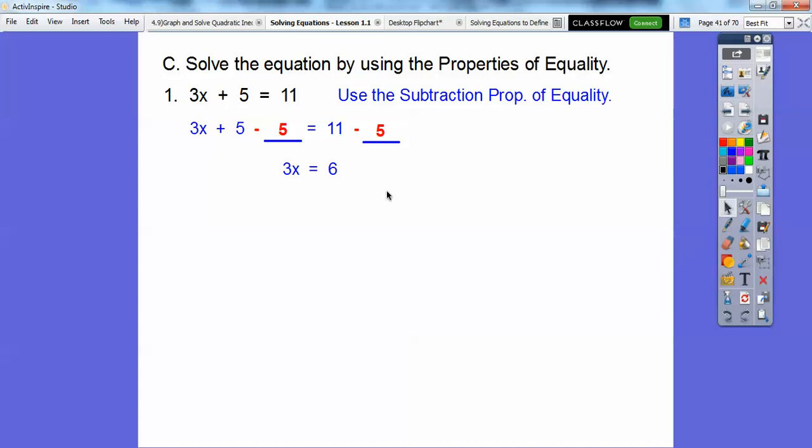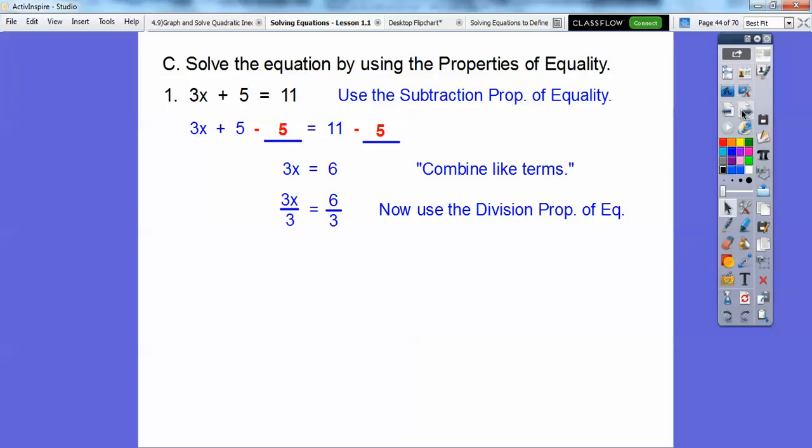11 minus 5 is 6. Your textbook likes to call this combining like terms, or simplifying, that's okay also. Now we have 3x equals 6, so we're going to use the division property and divide both sides by 3. The 3's cancel and x equals 2. You guys remember doing that?